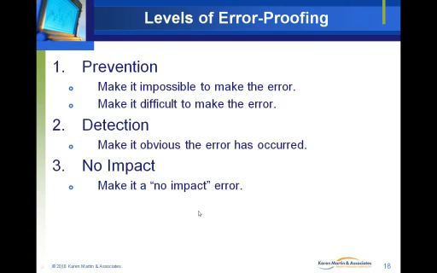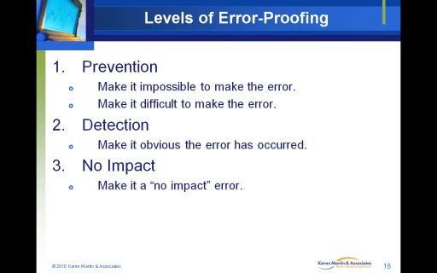So now let's talk about the different levels of error proofing. Again, where to spend your money is on the prevention side of things. And there are two ways to prevent. We either want to make it impossible to make the error or make it far more difficult to make the error. That's when we have respect for people.